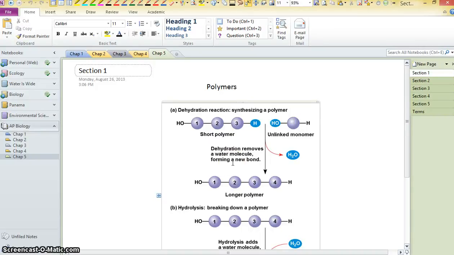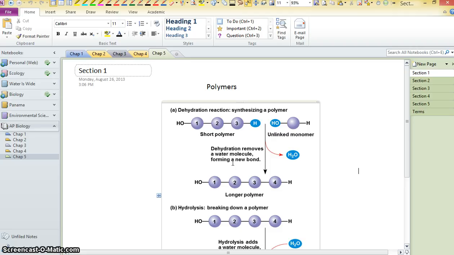All right, now chapter 5, the last chapter of the first unit. This is all about large biological molecules, basically carbohydrates, lipids, nucleic acids, and proteins. These large organic molecules are the basic building blocks of living things.